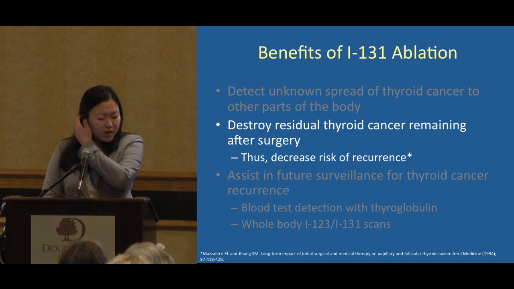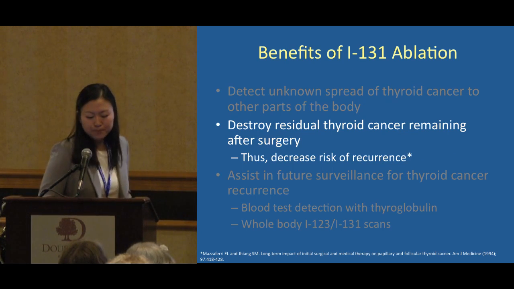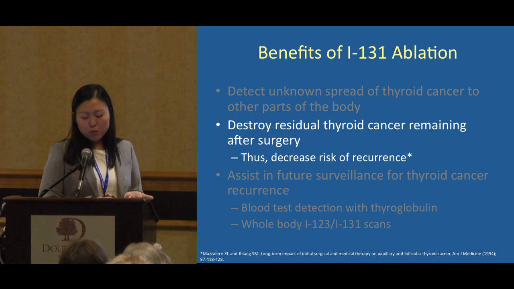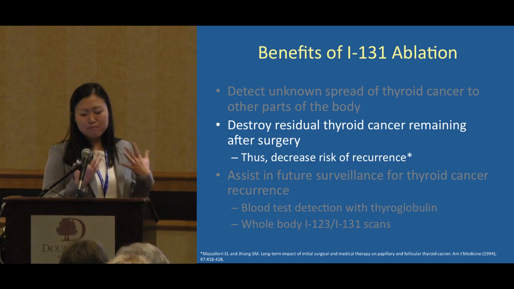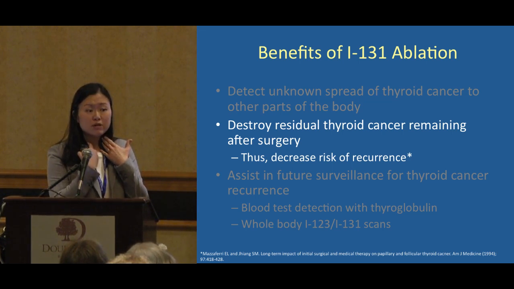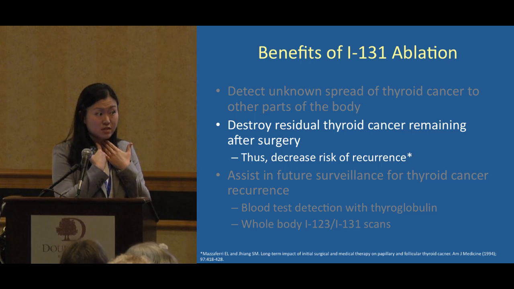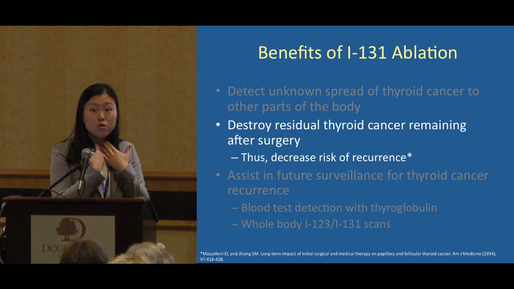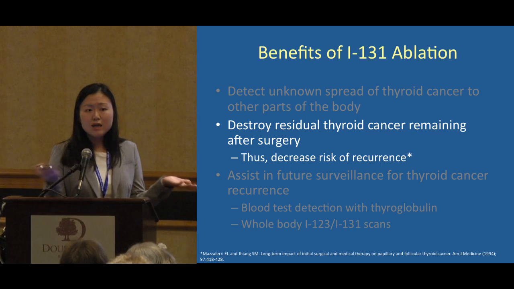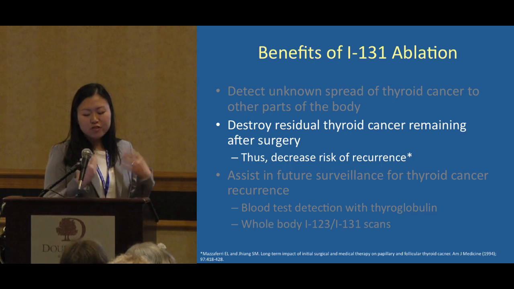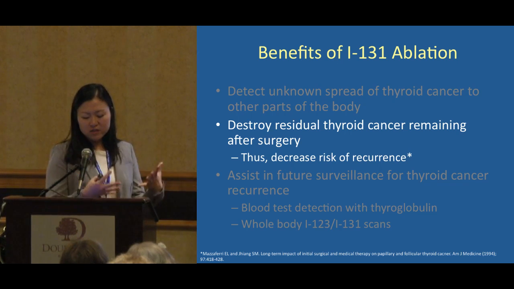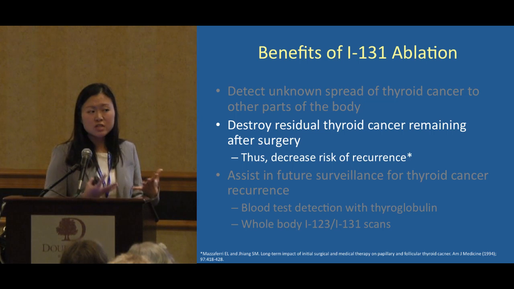So what's a second benefit of doing a radioactive I-131 ablation? We talked about the fact that mainly it's done to destroy any normal thyroid tissue that's left in the thyroidectomy bed, but it can also destroy any residual thyroid cancer that is left, because radioactive iodine will go into both the thyroid cancer cells as well as normal thyroid tissue. And theoretically, the reason they think this is good is because this may potentially decrease the risk that the patient will have recurrent thyroid cancer in the future, okay?